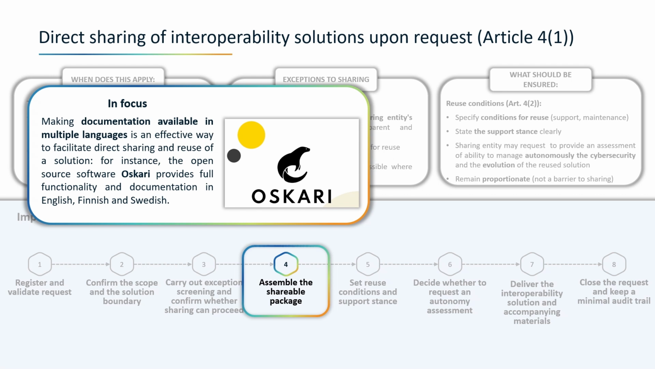A good example for this pathway is Oskari, which is a solution that provides documentation in English, Finnish, and Swedish. And this is a very good example of how multilingual documentation can lower the barrier to cross-border reuse. In cases where full translation is not feasible, there are also machine translation services that can help and support. Two main points to underline for this pathway are, first of all, that the Act sets no deadline for responding and no mandatory format. And then, second of all, that the obligation is to share the solution as it exists, not to upgrade or improve it first.